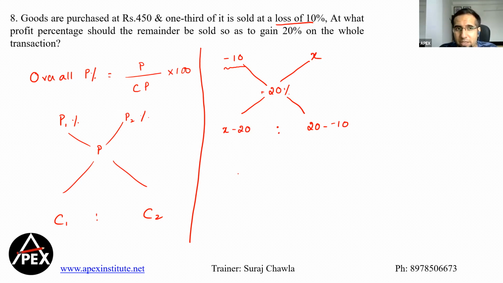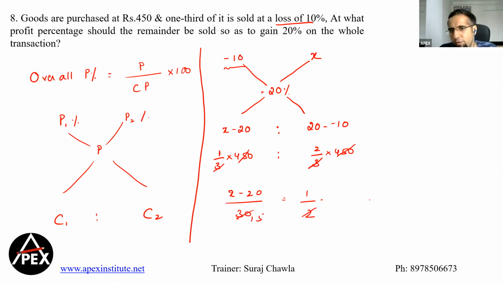So 10 percent loss, I am selling 1/3 of the goods. So the remaining will be 2/3 of the goods. This is actually not important for you because everything gets cancelled. So in a way, I'm looking at (x minus 20) by 30 is equal to 1 is to 2. 2 ones are 2, 15 twos are 30. So I get x minus 20 is equal to 15, or we get the value of x is equal to 35%. So most of you are correct.